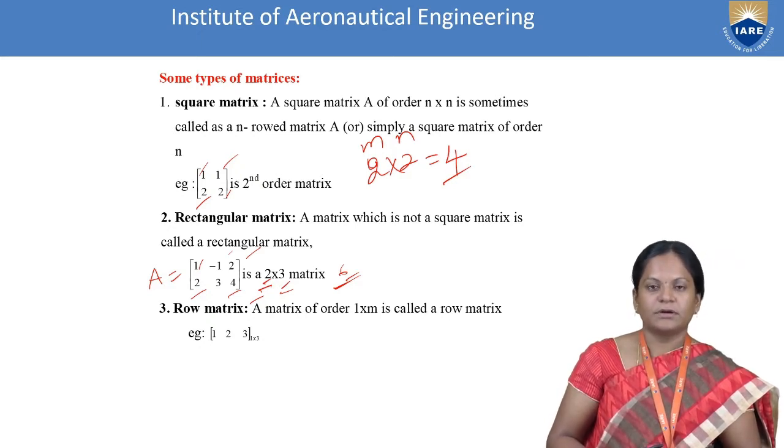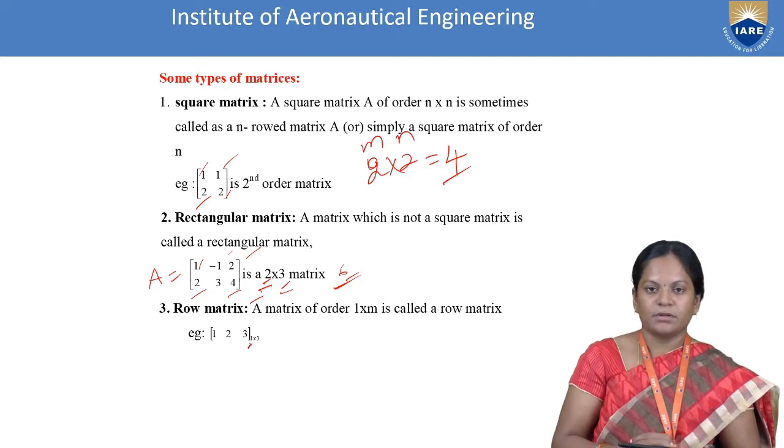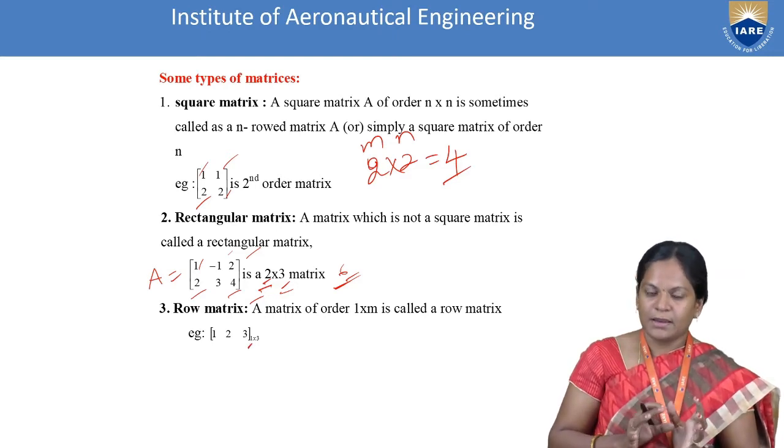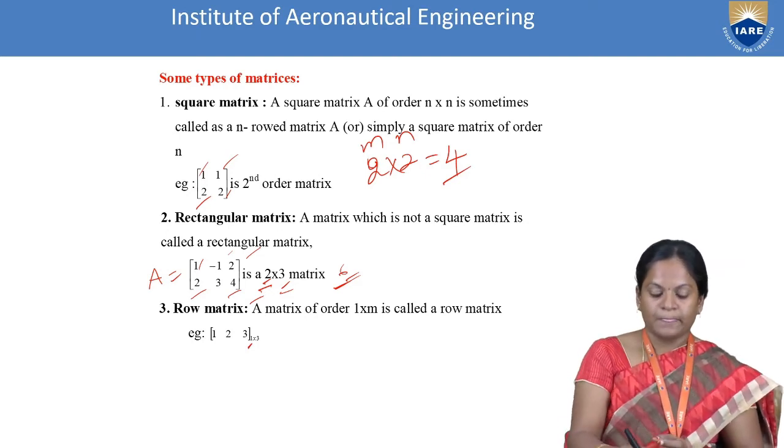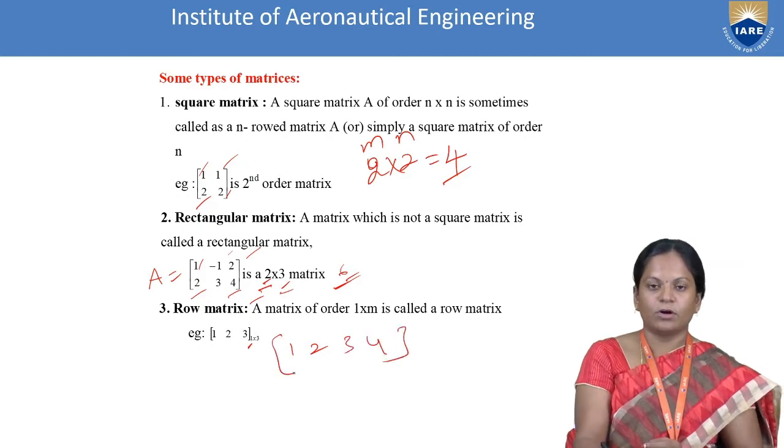Now, the third type of matrix is the row matrix. What is a row matrix? A matrix of order 1 by m is called a row matrix. 1 by m means the number of rows should be 1. Then the matrix is said to be a row matrix. With any number of columns, we have one row. So here 1, 2, 3, 4. How many rows and how many columns are in this matrix?